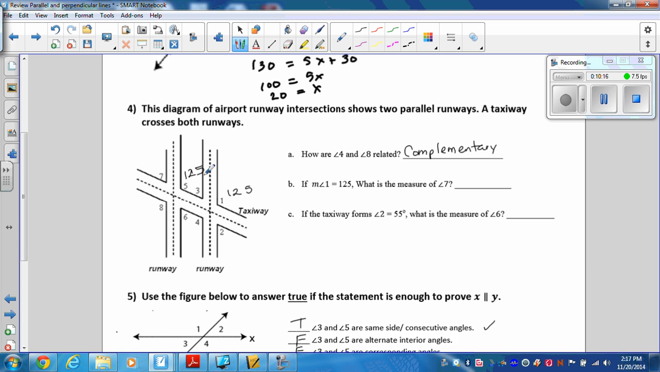The measure of angle 7 must be, that means this one is 125. So 180 minus 125 is equal to the measure of angle 7. So 180 minus 125 is 55. So this is 55 degrees. If the taxiway forms an angle that is 55 degrees, what is the measure of angle 6? Well, you see these are complementary, so this is also 55 degrees. So this concludes part 1. Part 2 is in a second video.